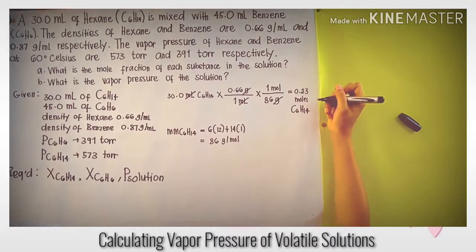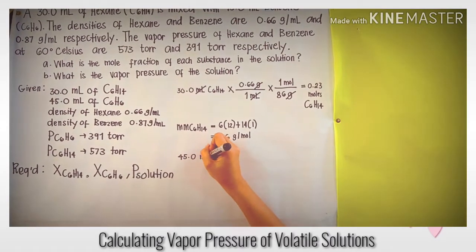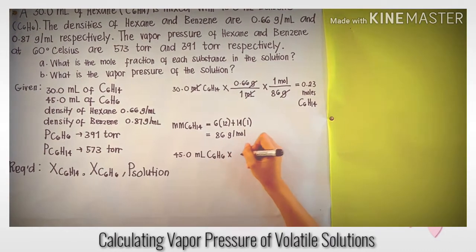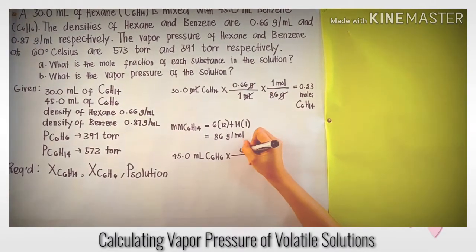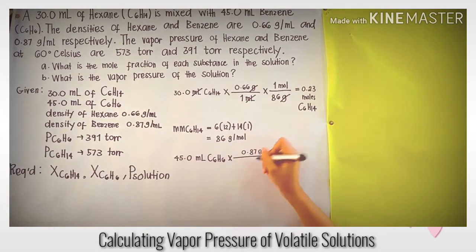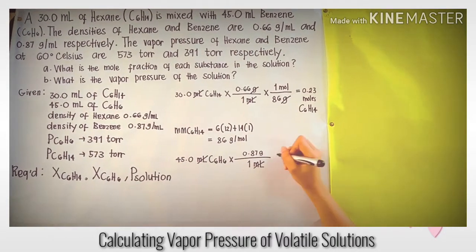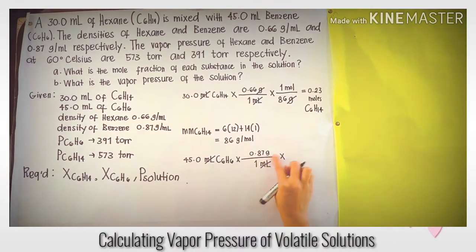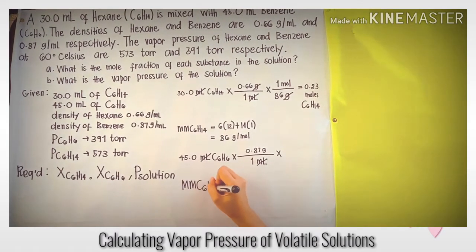Well, let's do the same thing for the other substance, and that is benzene. So just like before, we could cancel the milliliters using the given density of benzene, which is 0.87. Now we already have the mass of benzene. So we have to find the molar mass of benzene for the next fraction.